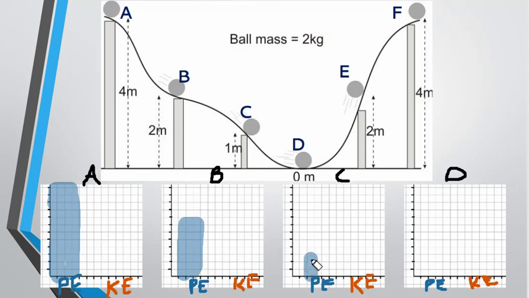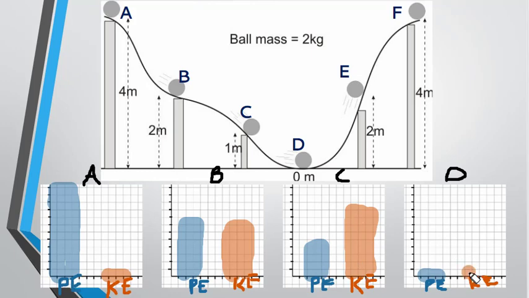Now, going from 2 meters to 1 meter, again, that's half. So at point C it has half again as much potential energy. Finally, at D, it's reached the bottom, so it has no potential energy. Going back to point A, we know that it is not moving yet, so it has no kinetic energy. But at point B, we need our 2 bars to add up to the same as A. So it's half kinetic energy and half potential.